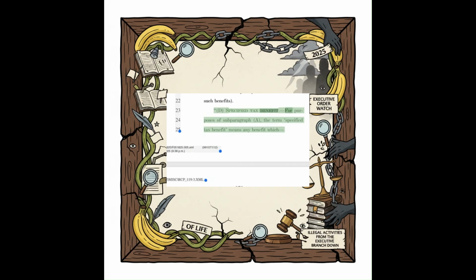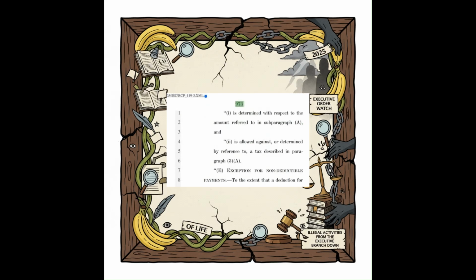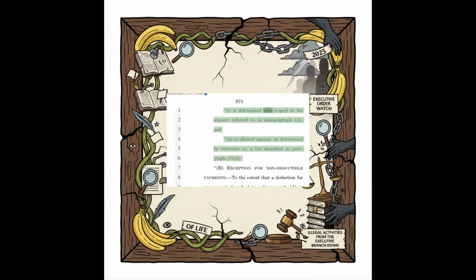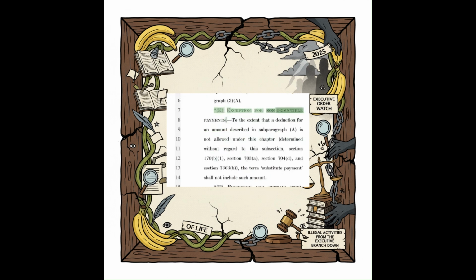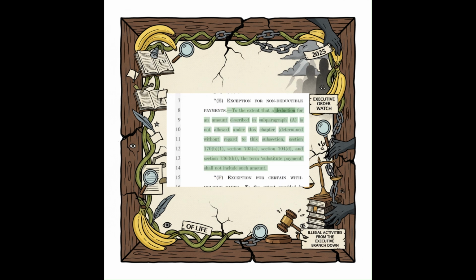Specified tax benefit. For purposes of subparagraph A, the term specified tax benefit means any benefit which is determined with respect to the amount referred to in subparagraph A, is allowed against, or determined by reference to a tax described in paragraph 1. Exception for nondeductible amounts. To the extent that a deduction for an amount described in subparagraph A is not allowed under this chapter, section 703, section 704, and section 1363, the term substitute payment shall not include such amount.